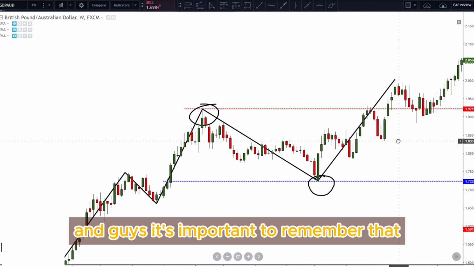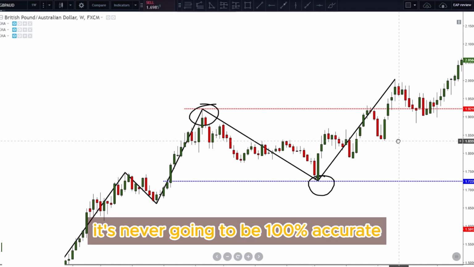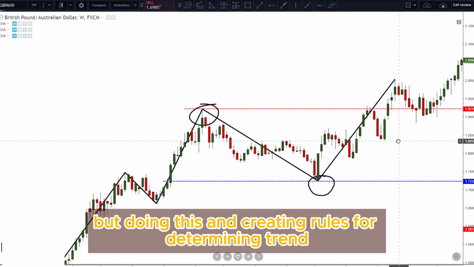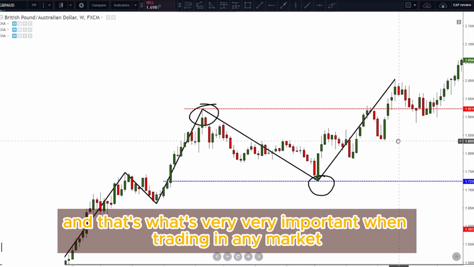And guys, it's important to remember that no matter how you're determining market direction, it's never going to be 100% accurate. But doing this and creating rules for determining trend is going to keep you consistent when it comes to placing trades, and that's very, very important when trading in any market.